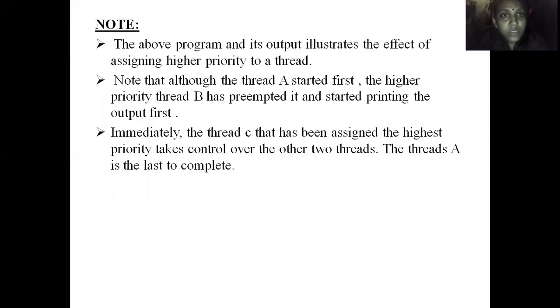So the explanation is that the output of the above program illustrates the effect of assigning higher priority to a thread. Note that although thread A started first, the higher priority thread B has preempted it and started printing the output first. Immediately, thread C, which has been assigned the highest priority, takes control over the other 2 threads. Thread C is the last to complete.